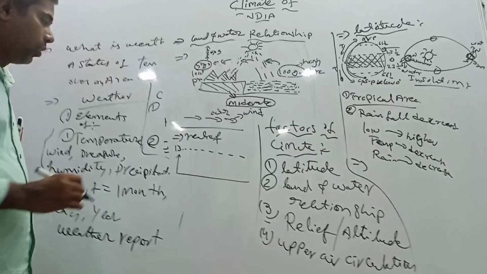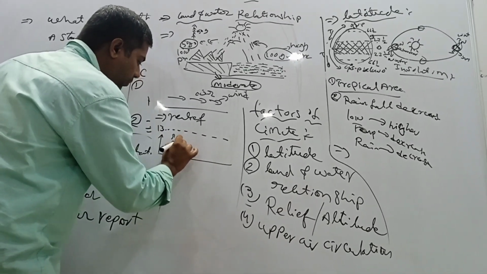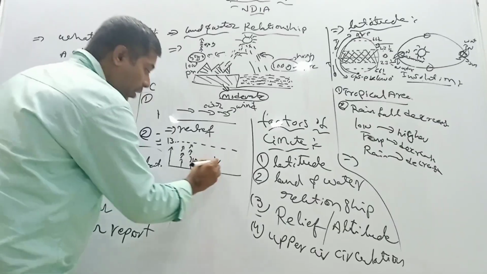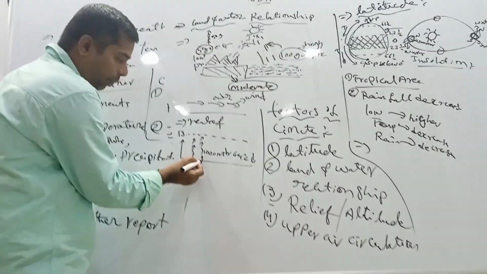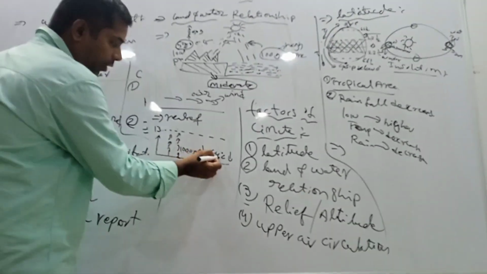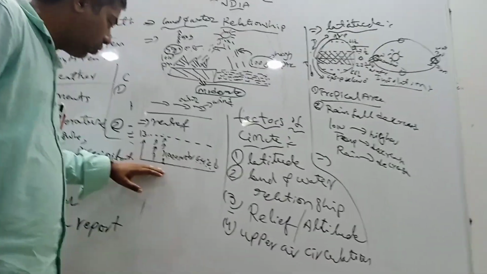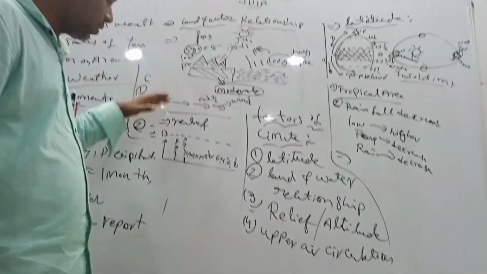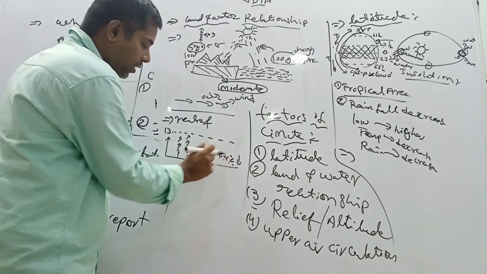This is called the troposphere. In this troposphere, if you go up from the earth surface towards space, then for every 1000 meters of height, the temperature will decrease by 6.4 degrees Celsius.